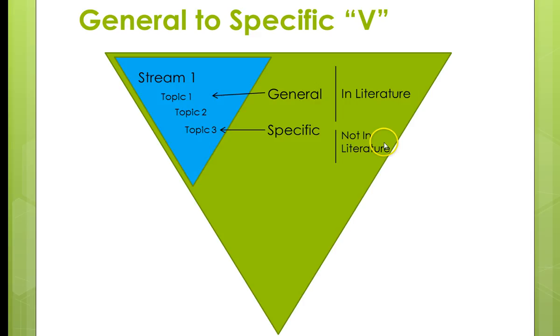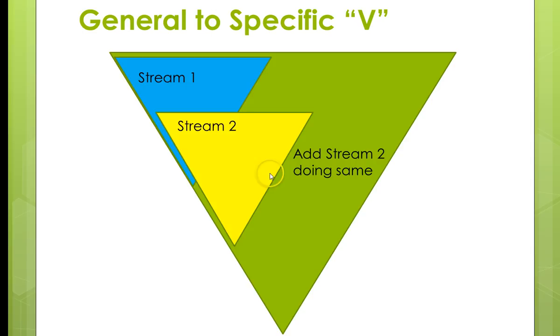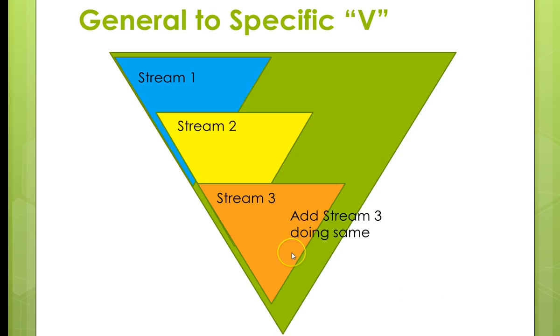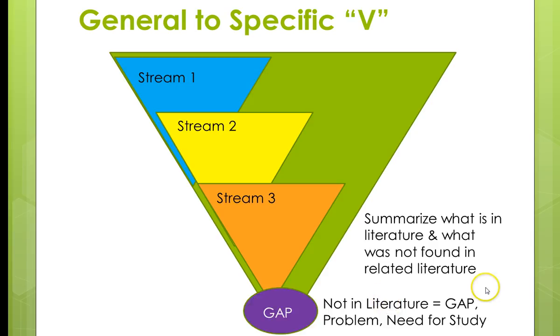So we have to use conditional terms. It wasn't found or seems to be missing in the literature. And then we've concluded stream 1, and we're going to do the very same thing for stream 2 and stream 3. So then we've got all of our streams, and for each one of them, we're going to talk about what's in the literature and what's not found in the literature.